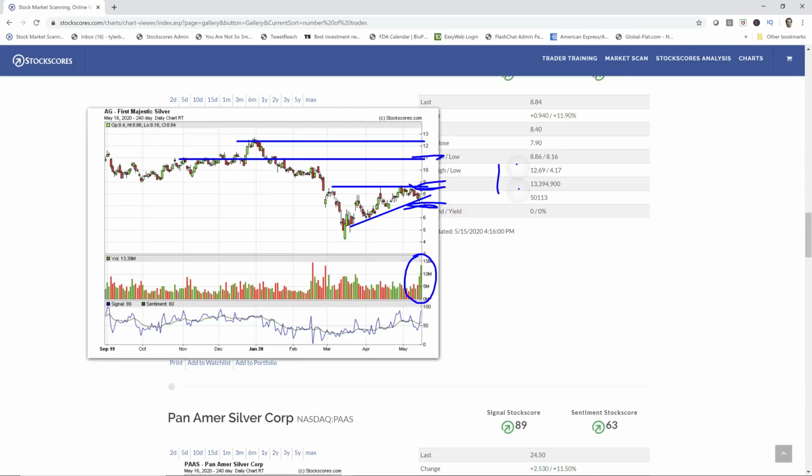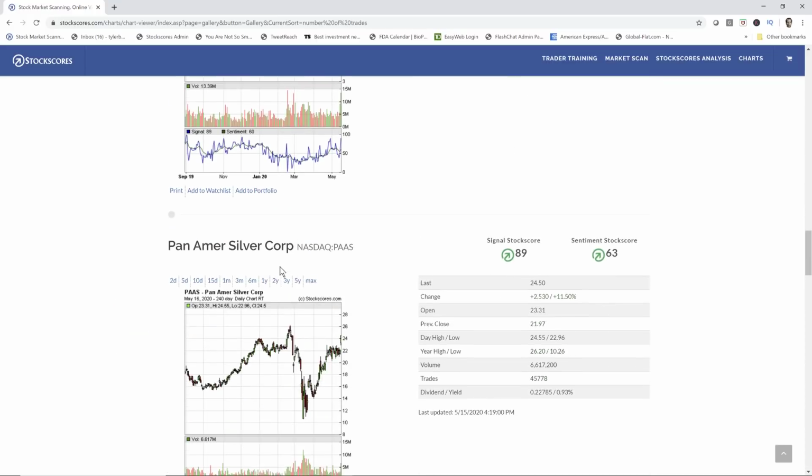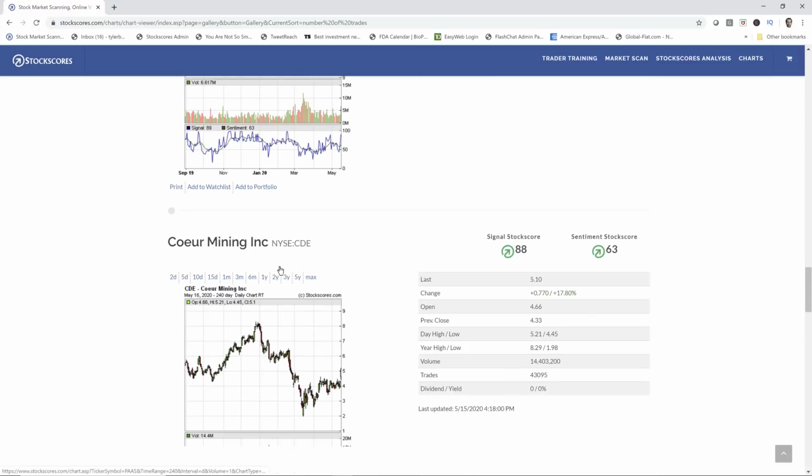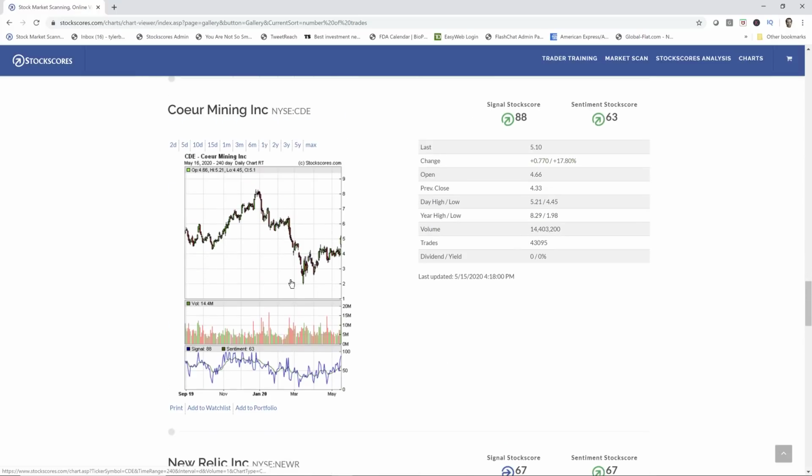That's like a 1-to-1 risk-reward ratio. It's not ideal. I like that to be closer to 2-to-1. But we can continue looking through these, and as I look through them, I look for certain patterns.